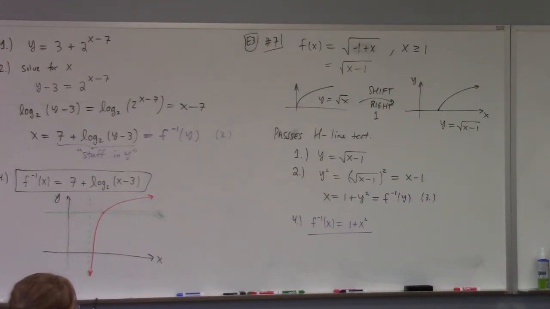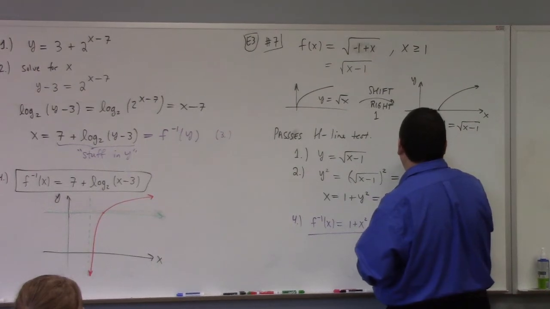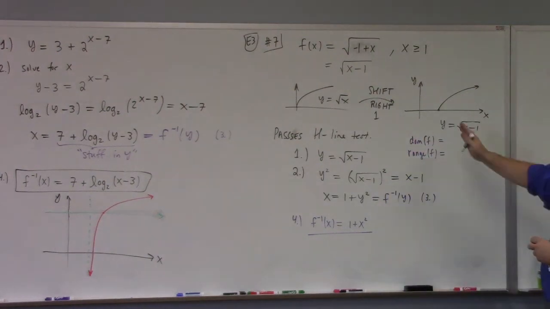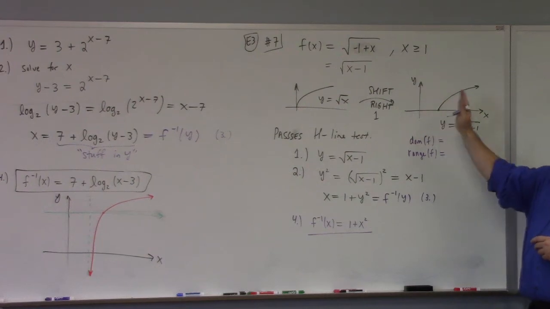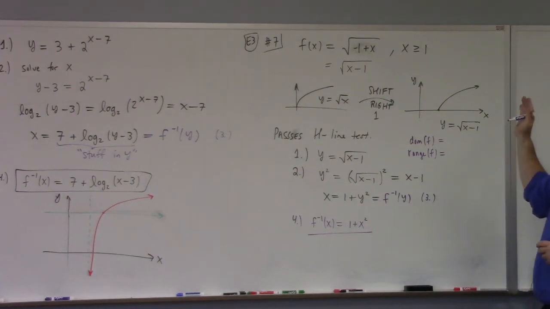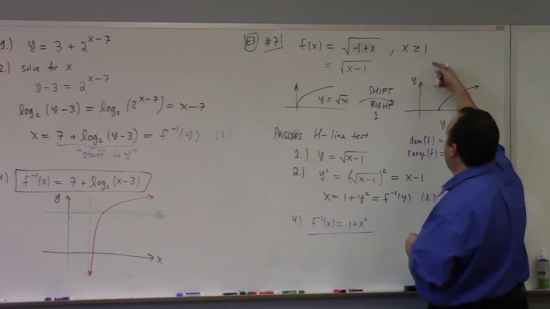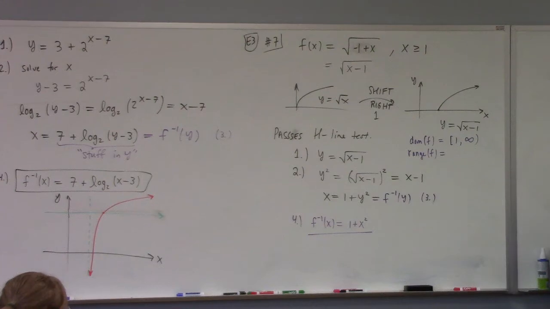We were asked a couple other things, like what's the domain and the range for the function? What's the range of f? What's the domain of f? The domain is just everything to the right of 1, so the domain is 1 to infinity. That was essentially given to us because they told us x was greater than or equal to 1. So the domain is imposed on us there.